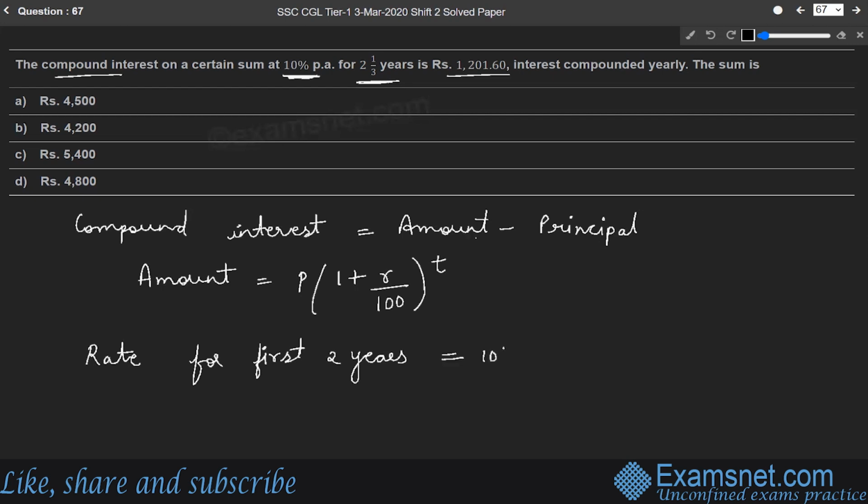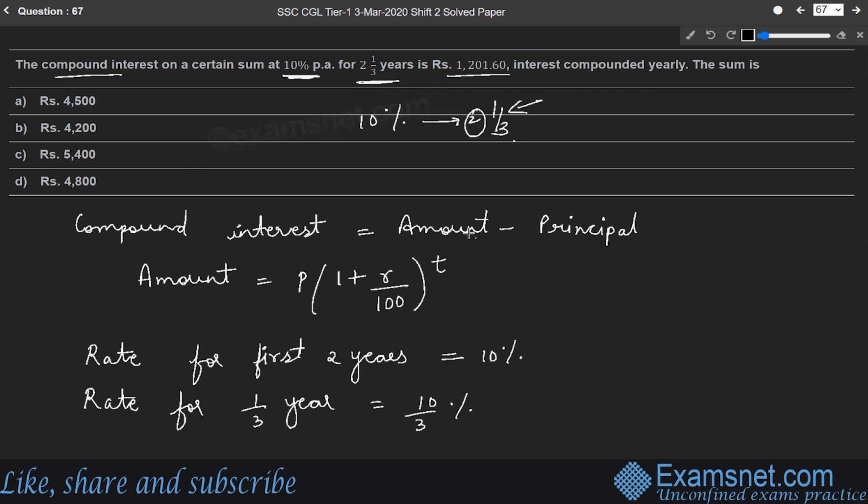10%. So we can say that the rate for the first 2 years will be 10%, right? What is the rate? 10% per annum for 2 1/3 years. So we can say that for the first 2 years, the rate will be 10%, and the rate for the remaining 1/3 year. We have taken 2 years from 2 1/3. What is the remaining year? 1/3 of the year. So the rate for 1/3 of the year will be 10/3%, right? It means the rate is 10% for 2 years and the rate is 10 by 3 for the 1/3 of the year. Okay.